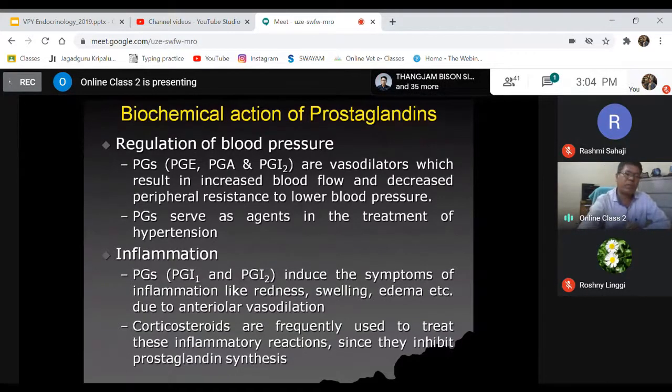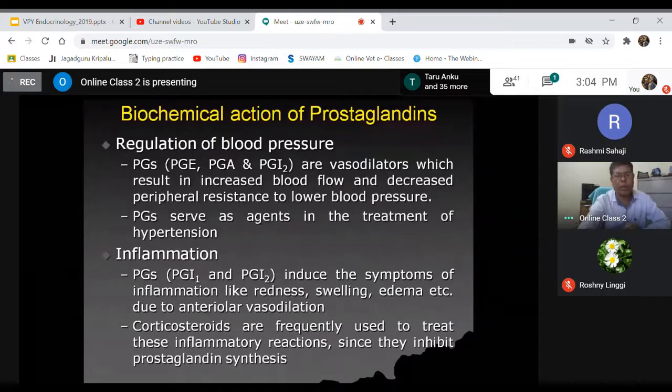In case of inflammation, the prostaglandins, that is PGE1 and PGI2, induce the symptoms of inflammation like redness, swelling, edema, etc. due to arteriolar vasodilation. Corticosteroids are frequently used to treat these inflammatory reactions, because if we can block the synthesis of the prostaglandins, then these problems will be solved. Corticosteroids block the hydrolysis of the arachidonic acid. If it is blocked, the arachidonic acid will not be produced, and then the prostaglandins will not be produced.